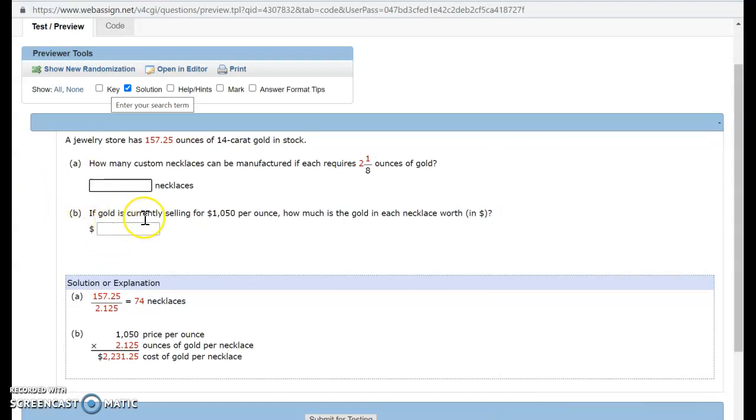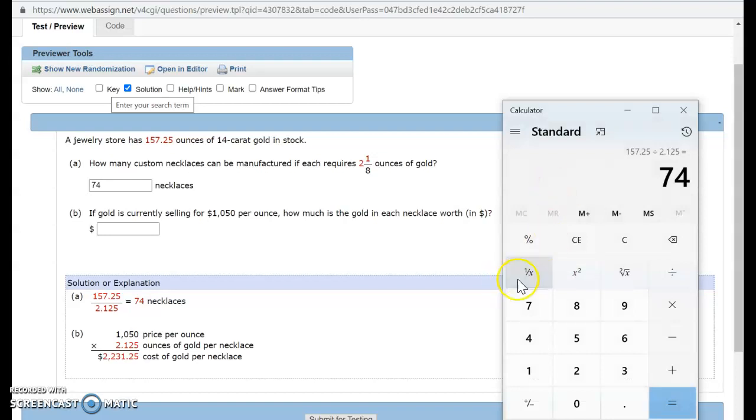Now, if the gold is currently selling for $1,050 per ounce, how much is the gold necklace worth? So we're going to do 74 times that. We have 74 necklaces, and then the gold in each necklace. So let's look at it.